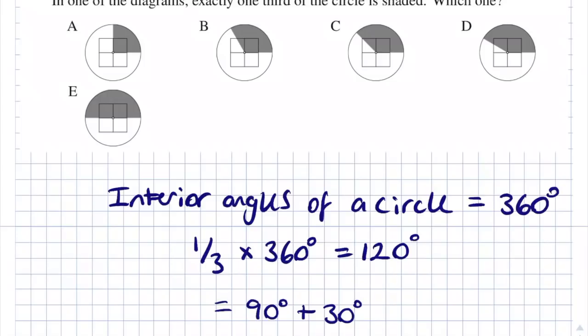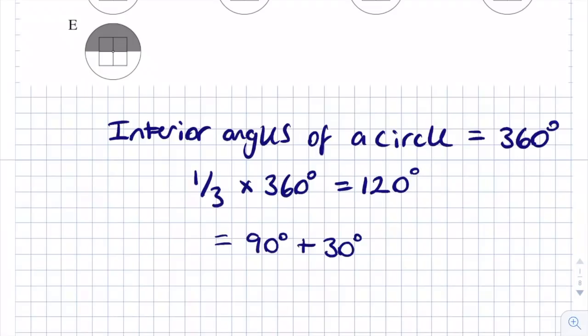So C and D are too big, E's too big, A's too small, so it must be B. Because B has a region which is greater than 90 but smaller than 135 degrees. And that satisfies what we've worked out as 120. So therefore I can say that my answer is equal to B.